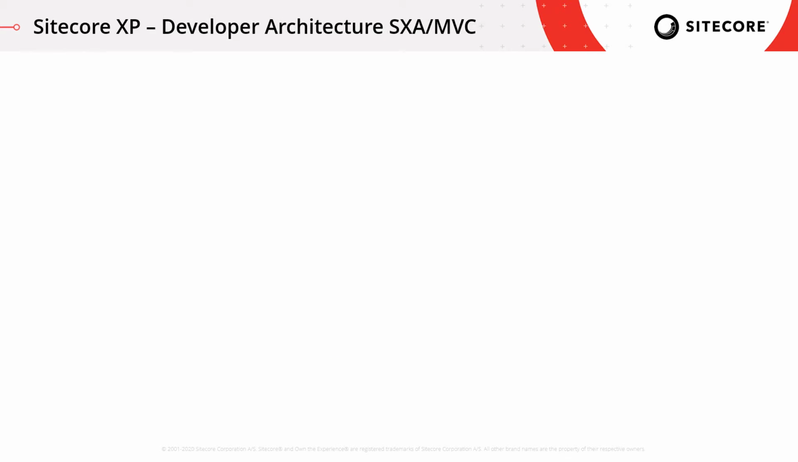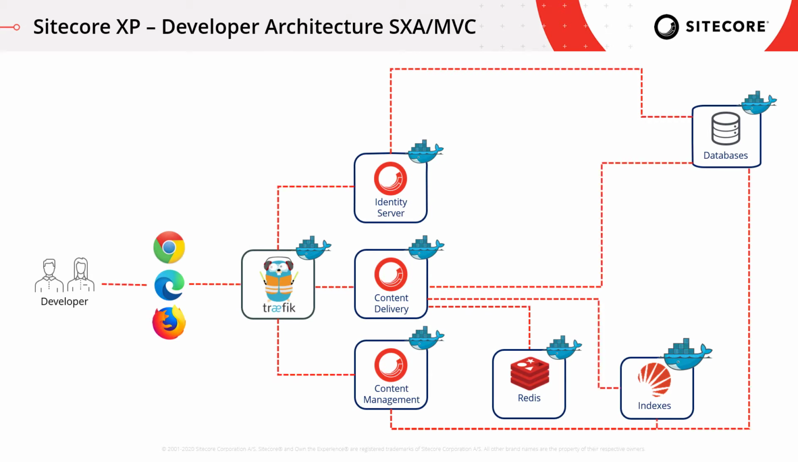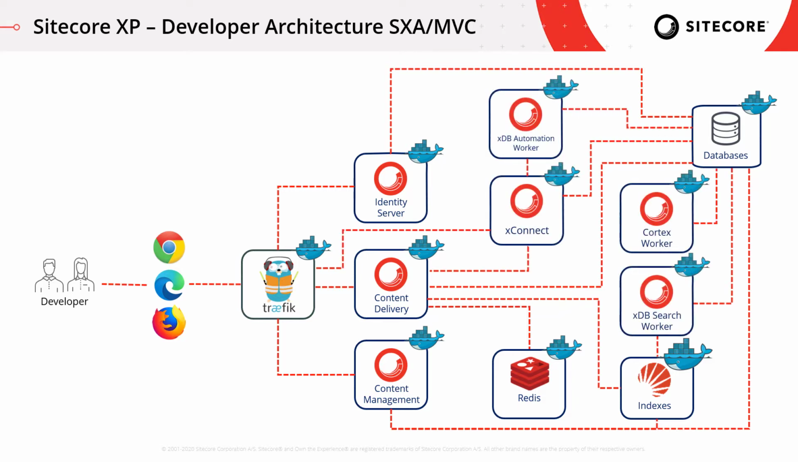And if we take a look at the XP version of the SXA MVC developer architecture, it looks very similar, just with more containers as would be expected. You can see we have the same containers that were present in the XM SXA MVC architecture. Again, with the content delivery node serving both our content and layout data combined. What we can now see though is our containers for xConnect are also included. Again, all of these sit behind Traefik, so if you have a third-party system pushing data into xConnect, you would see the data come in via Traefik, much in the same way your browsing activities do.